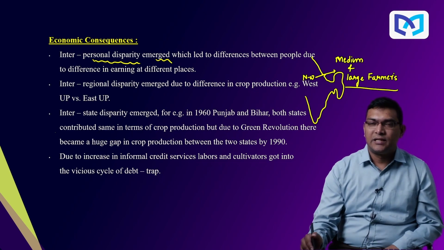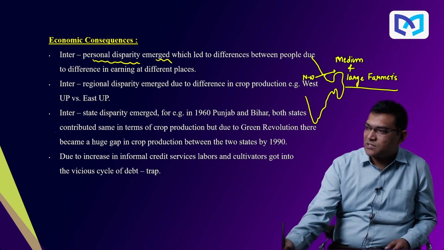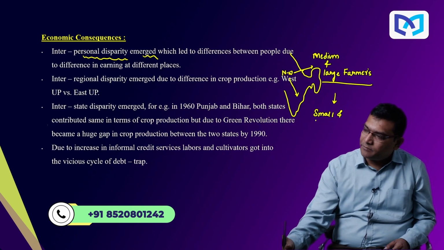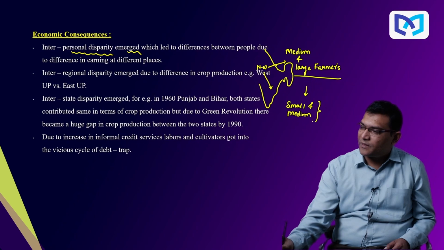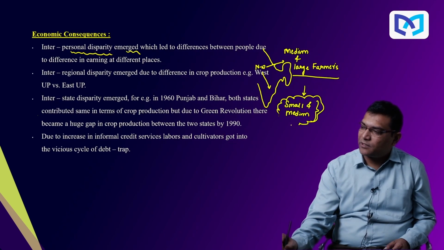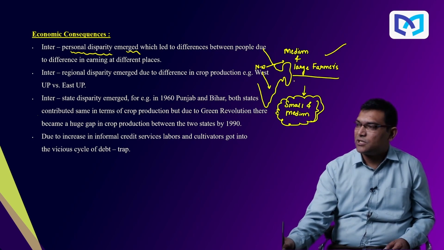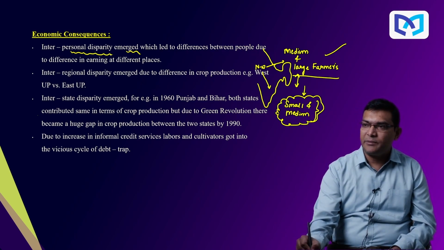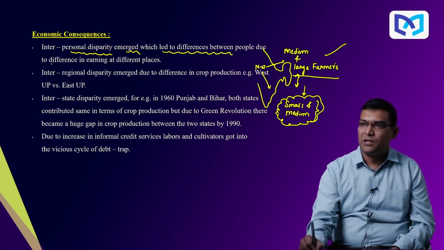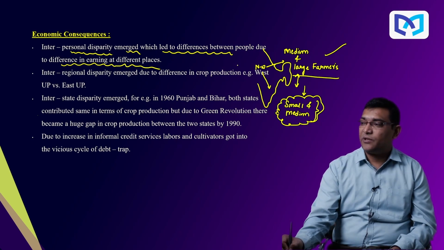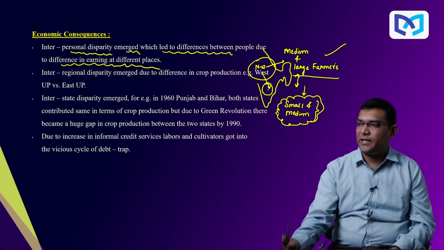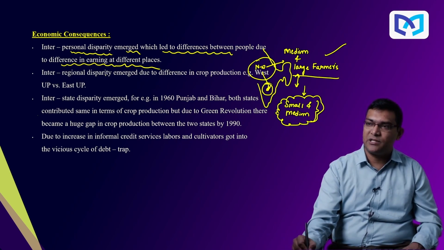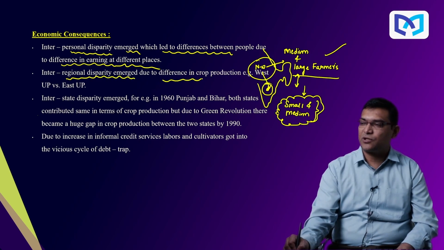Number 1. Second thing is that this created regional differences, as well as inequality. That means the small and medium farmers did not have much impact. Green Revolution did not impact them much, but the others became very rich. So inequality prevailed among them. So interpersonal disparities emerged, which led to the difference between the people due to the difference in earning at different places. They were earning so huge. Those people in the hinterland areas were earning very less. So inequality is created.